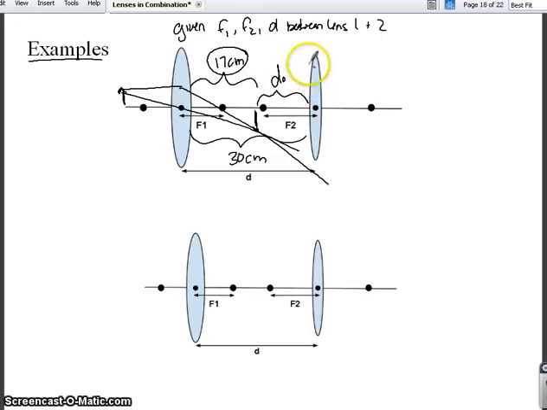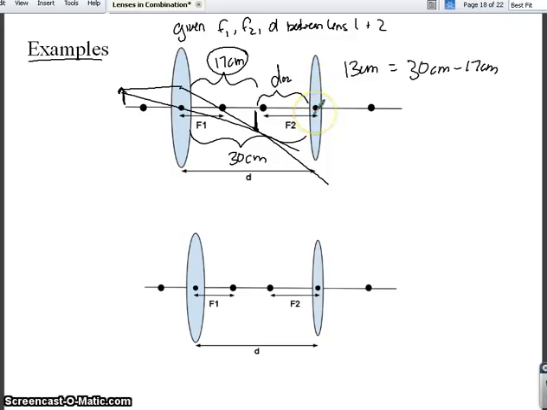The object distance for the second lens is going to be 13 centimeters, which comes from 30 centimeters minus 17 centimeters. So if this is the full 30 and the image is 17 centimeters away, the object distance for the next one is going to be 13 centimeters.